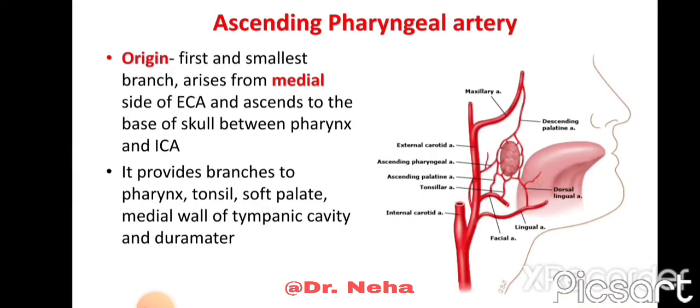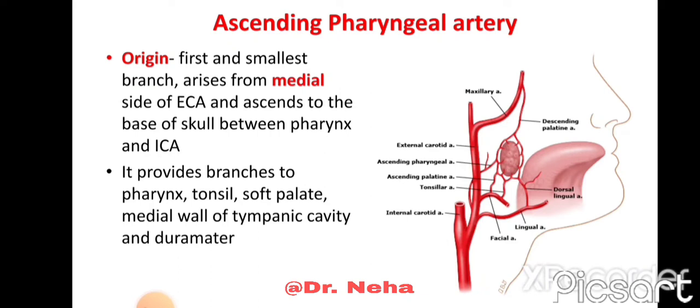Now we discuss the individual arteries. First is the ascending pharyngeal artery. This is the first and the smallest branch, arising from the medial aspect of the external carotid artery, and it extends to the base of the skull between the pharynx and internal carotid artery. It provides branches to the pharynx, tonsil, soft palate, medial wall of the tympanic cavity and the dura mater.